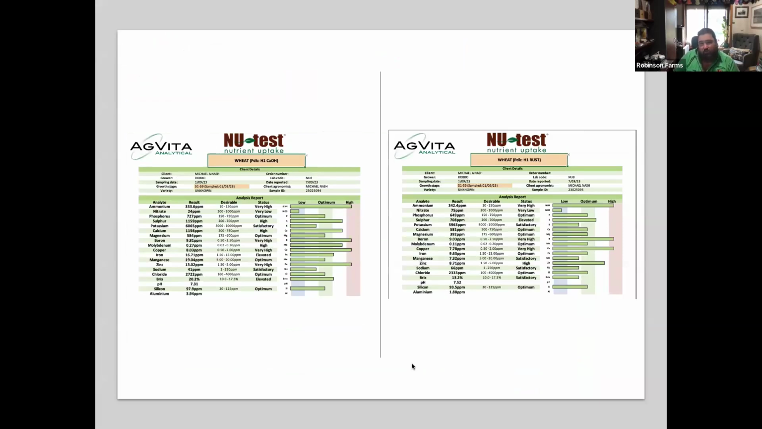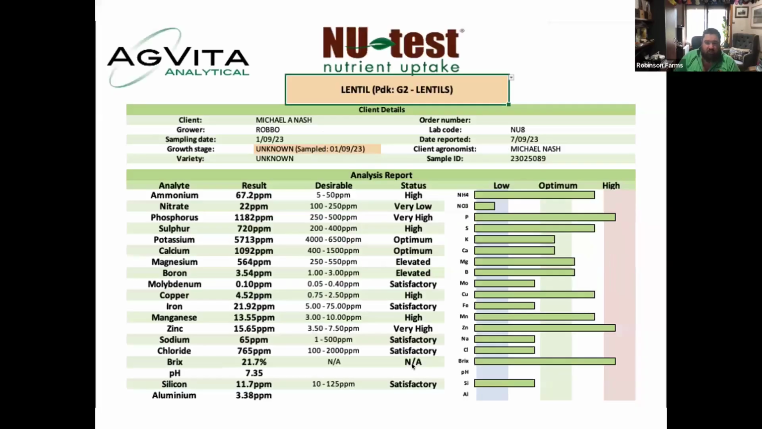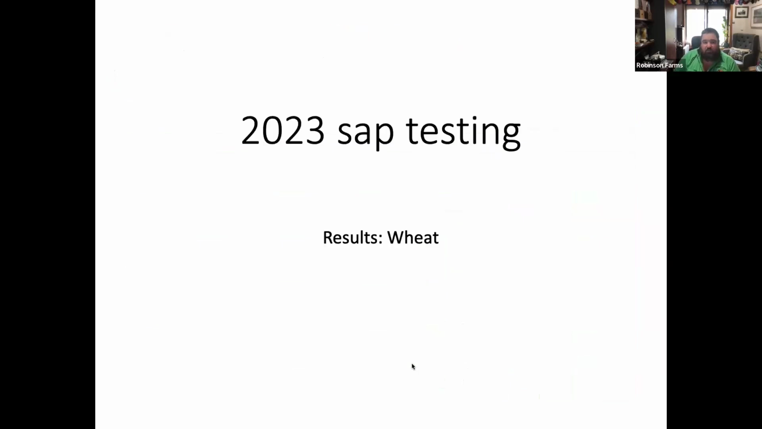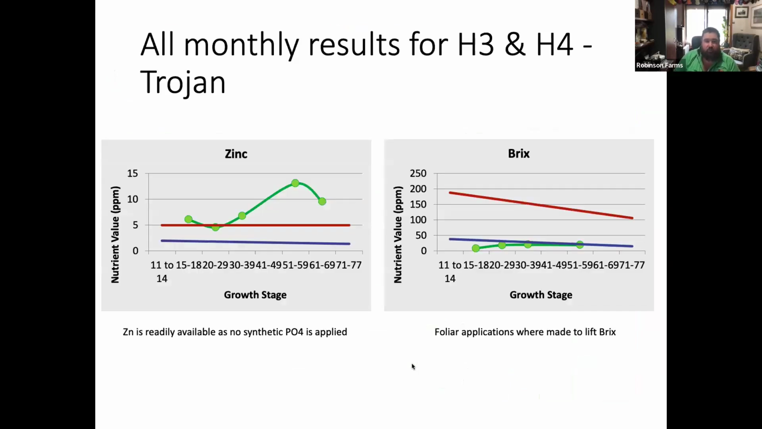We also did a test where we had some stripe rust in some wheat. So we actually went and picked some leaves from the stripe rust infected area versus the area around it that didn't have stripe rust, to try and work out what nutrients we were low in and why we had stripe rust in that area. Also doing lentils and canola. Let's push through to the sap testing for 2023.